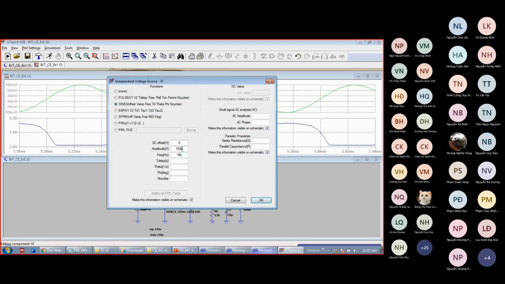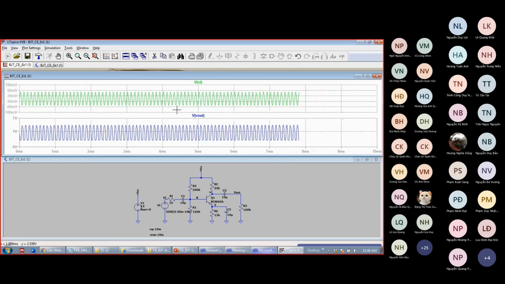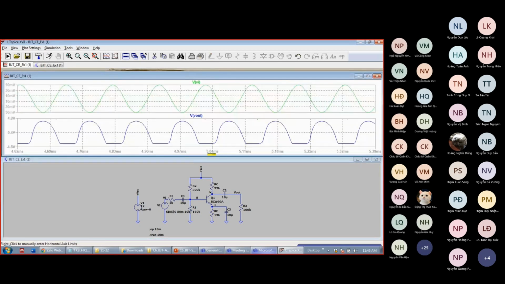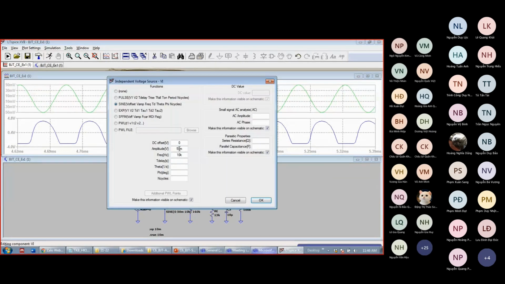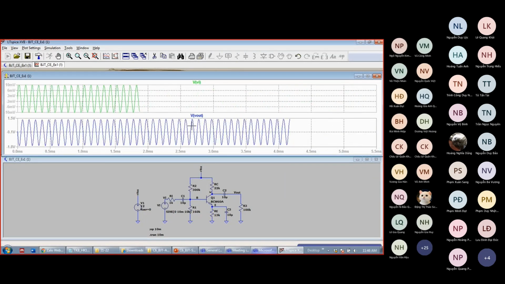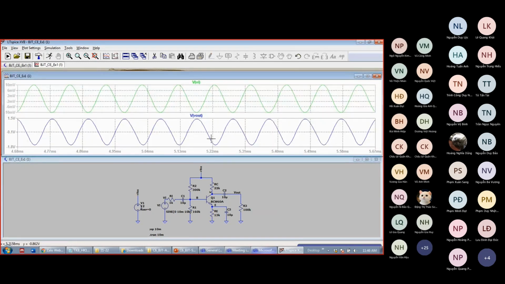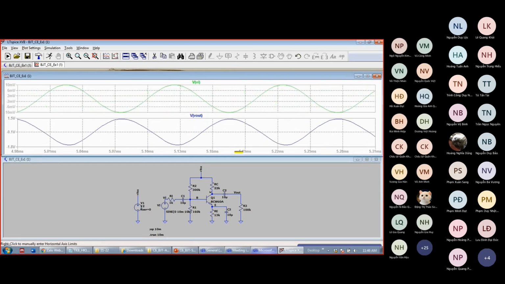Okay, so you can play with that at home. I think that even when the amplitude is 15 millivolts, there is already distortion. Okay, so as you can see here, distortion. The Vout is not sine. The closer the Vin is to the limit of the small signal model, the lesser the distortion. Okay, so at 10 millivolts, it is still quite okay.